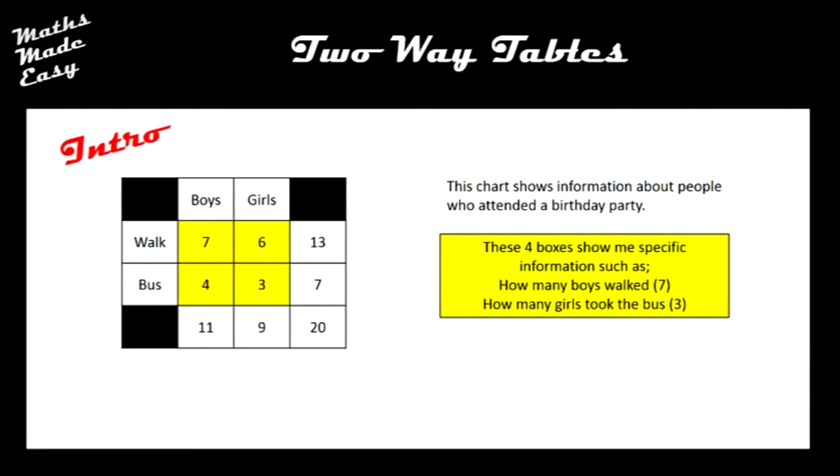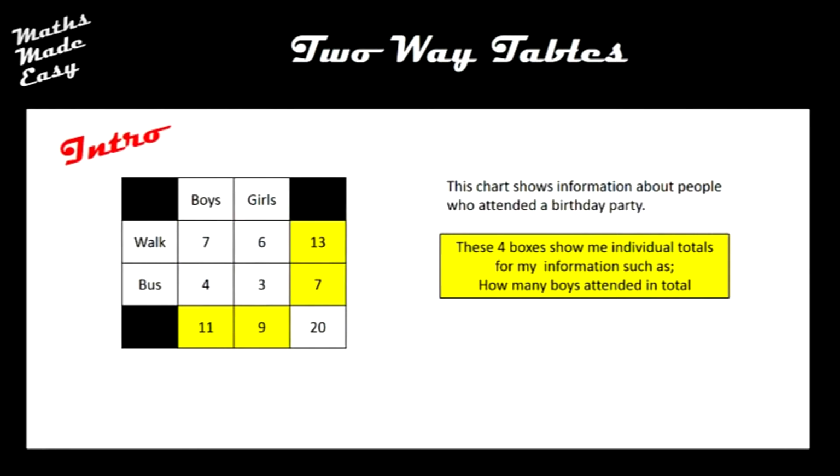And you can see from the diagram that the number of boys who walked is 7 and the number of girls who took the bus is 3. The number of girls who walked is 6, number of boys who took the bus is 4. I can see all of that from those four boxes in the middle.